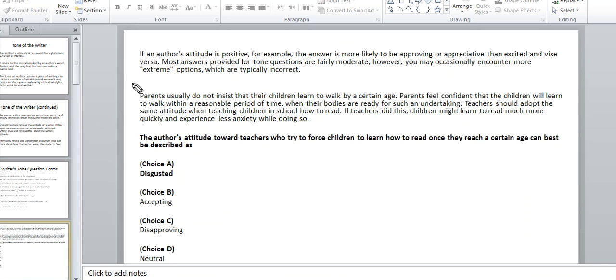Now, as for the example that we got here, we got a paragraph. Now, I want you to pause the video and try to do it yourself on your own before I go ahead and correct it.